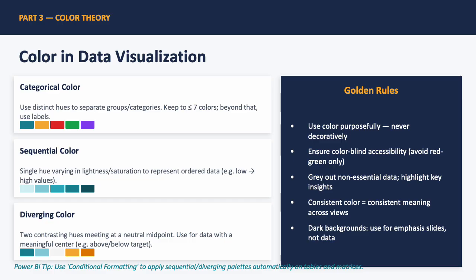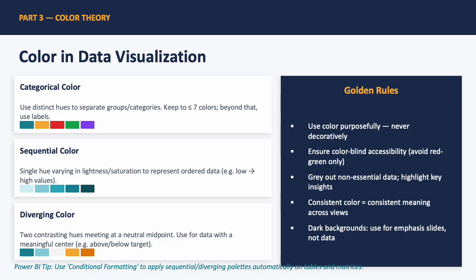The first is categorical color. Distinct hues are used here to separate different groups or categories. The key rule here is to use no more than 7 distinct colors, because beyond 7, the human eye struggles to reliably distinguish between them. And if you use more than 7, the chart will become harder to read even more than a table would be.